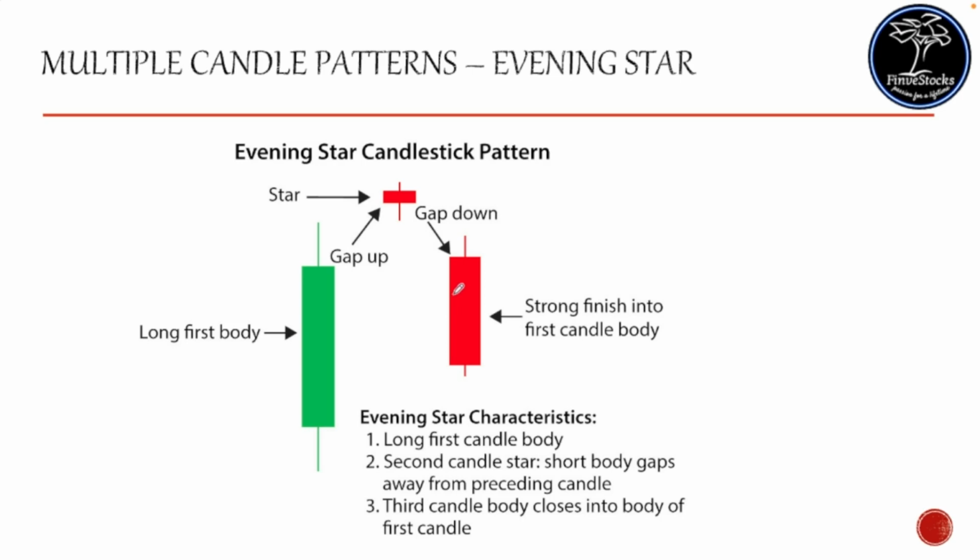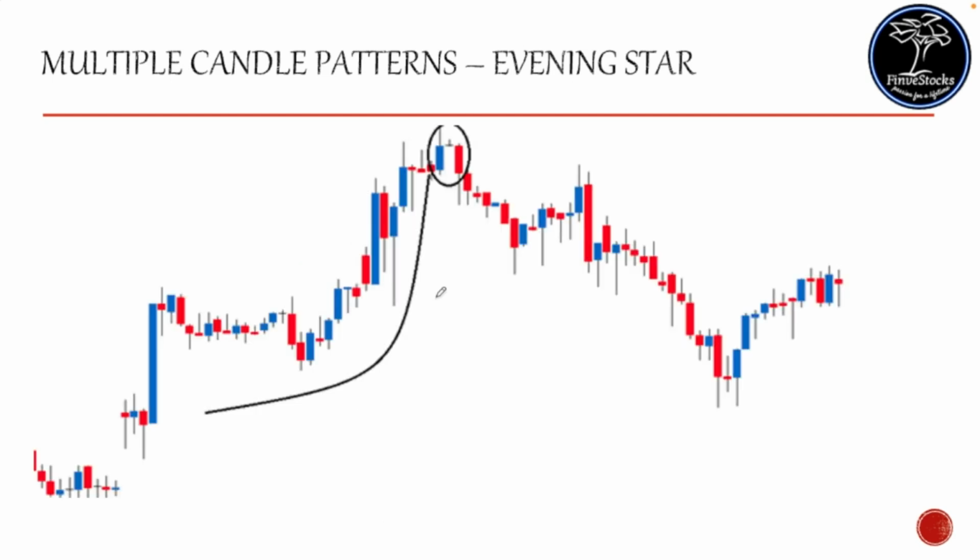and give a bearish candle. So the main characteristics of the evening star is that it has a first long candle body and the second candle will be a short body with a gap. And the third candle again will be a gap down opening and the body closes into the body of the first candle. Let's see the evening star in a live chart.